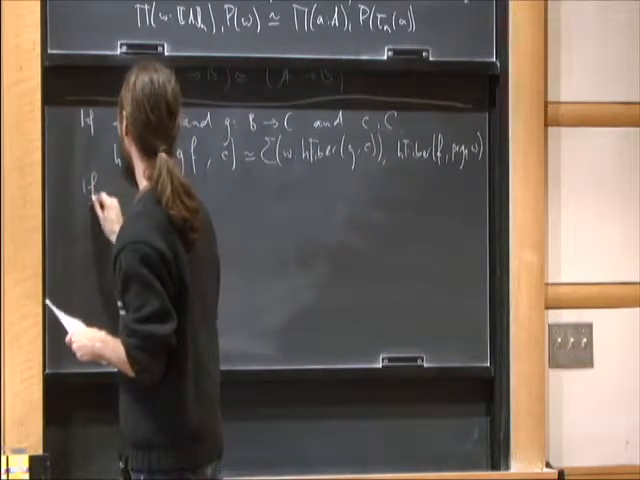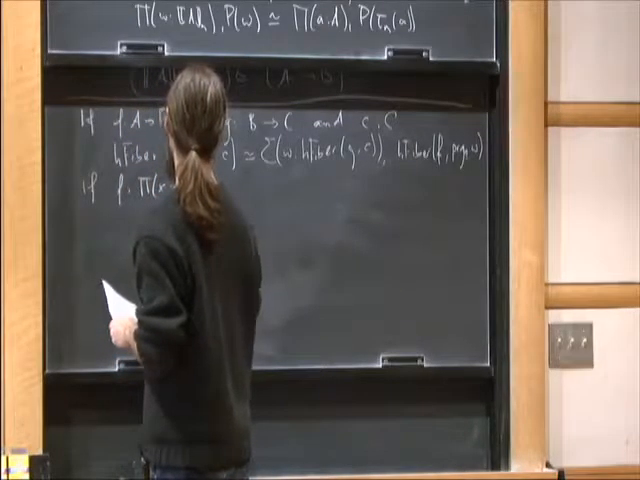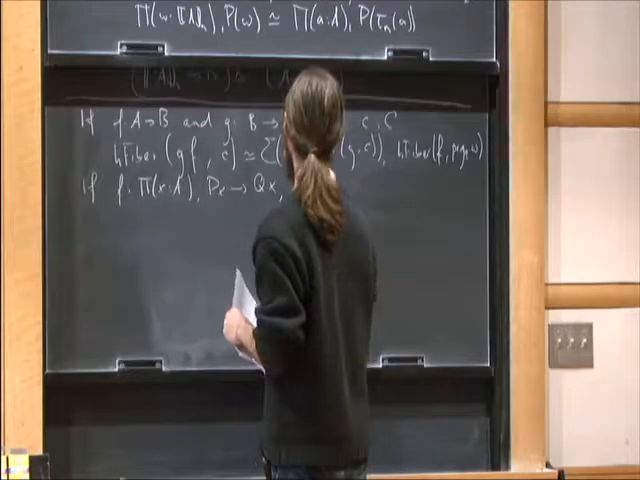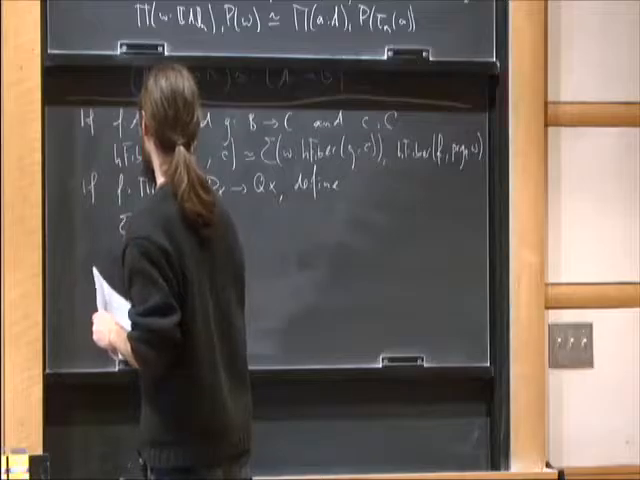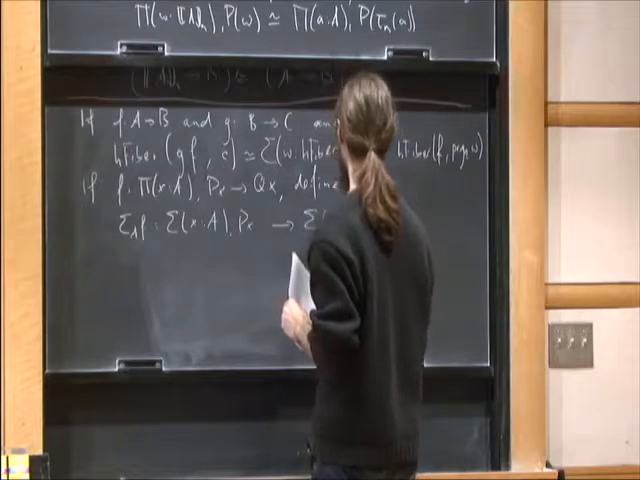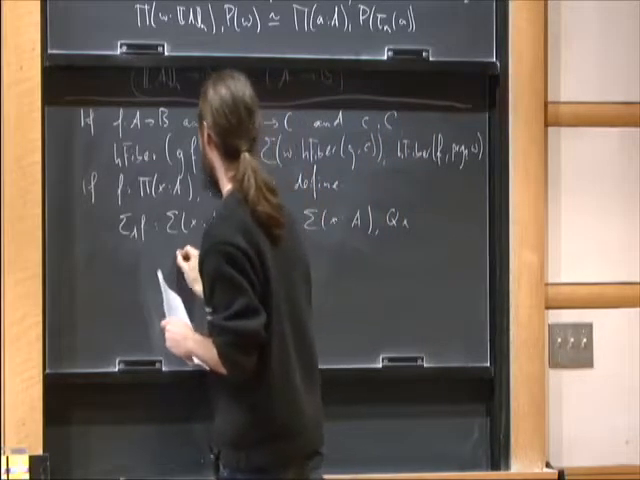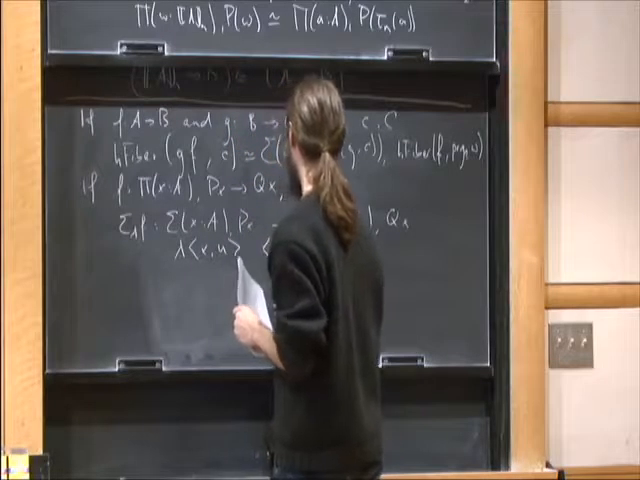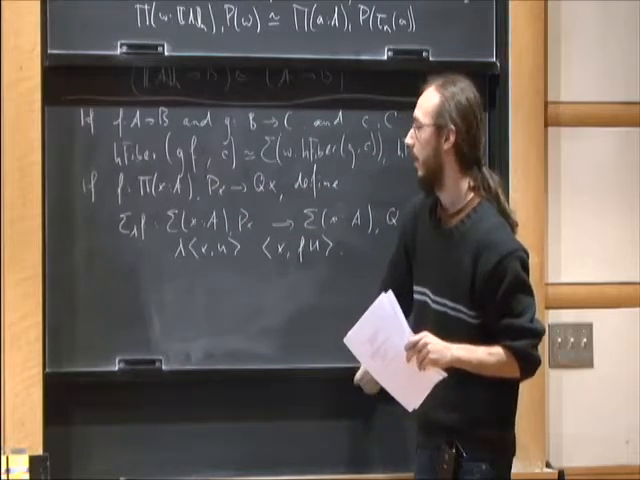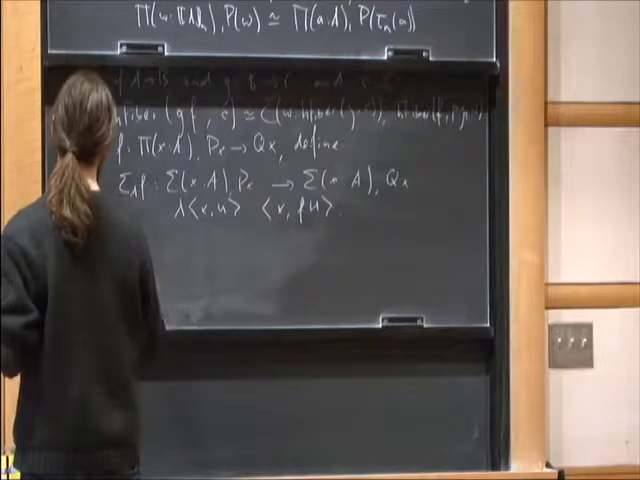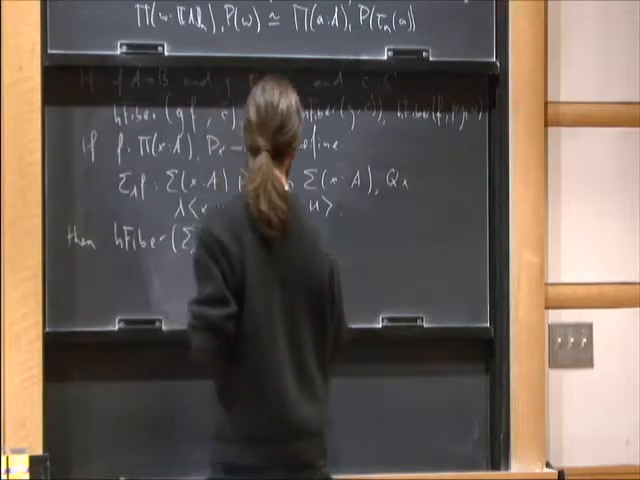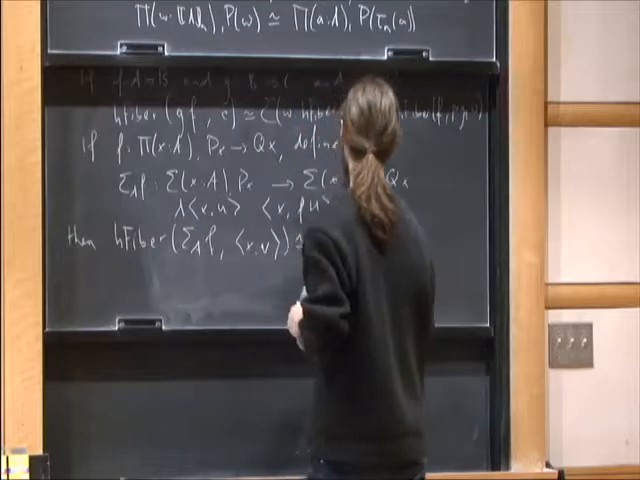And if f is a transformation from P x to Q x like that, define sigma-f from the sum of P x to the sum of Q x by lambda (x, u) to (x, f x u). So if you have a transformation like that, it also acts on the total spaces. And then the homotopy fiber of sigma-f at the pair (x, v) is equivalent to the homotopy fiber of f x at v.